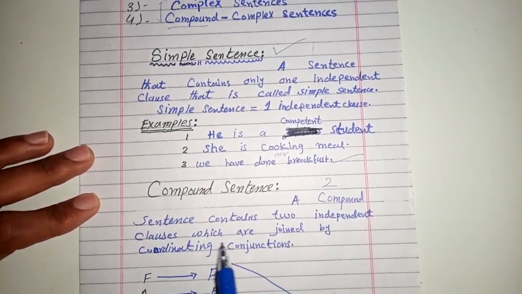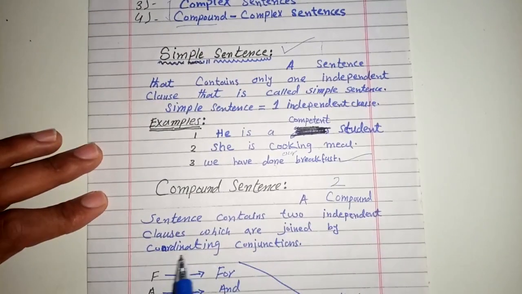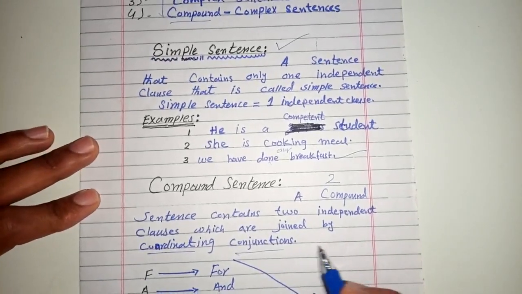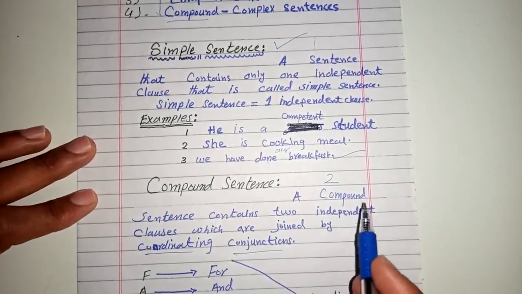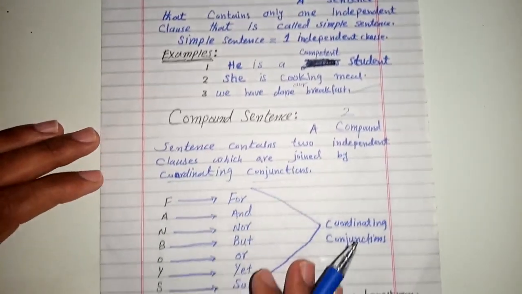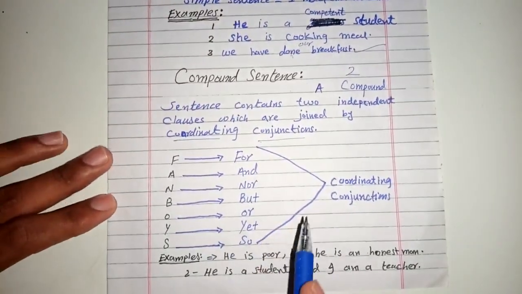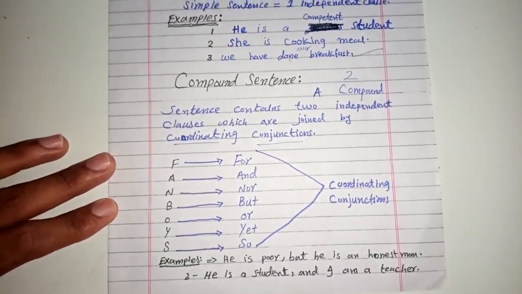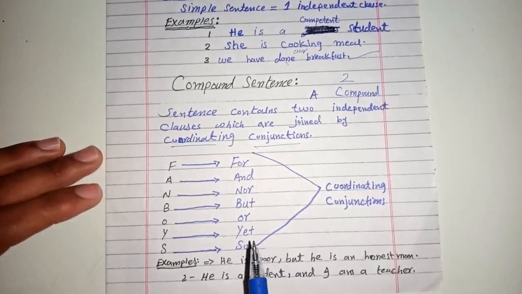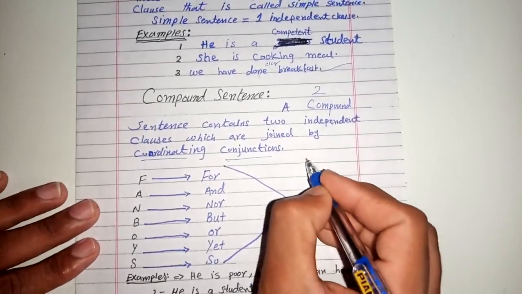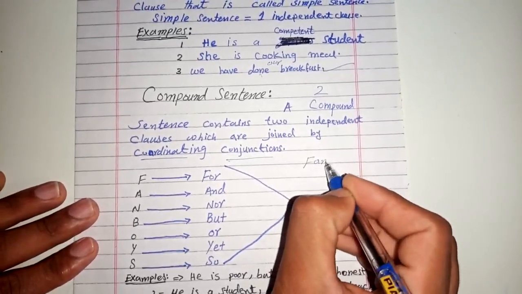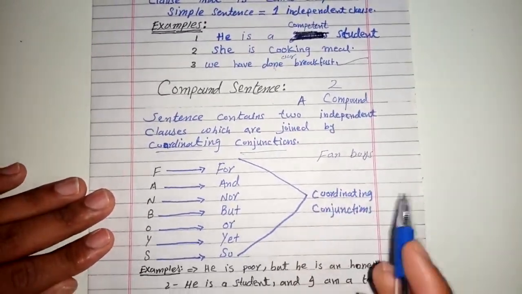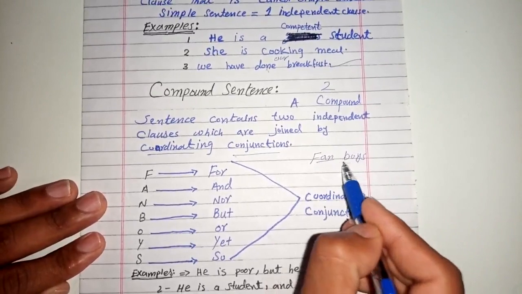Two independent clauses which are joined by coordinating conjunctions, which are coordinators. So how can we memorize that coordinating conjunctions are coordinators? I'm going to give a simple example so you can understand easily. Guys, you have to memorize this word: FANBOYS. Fan and boys.